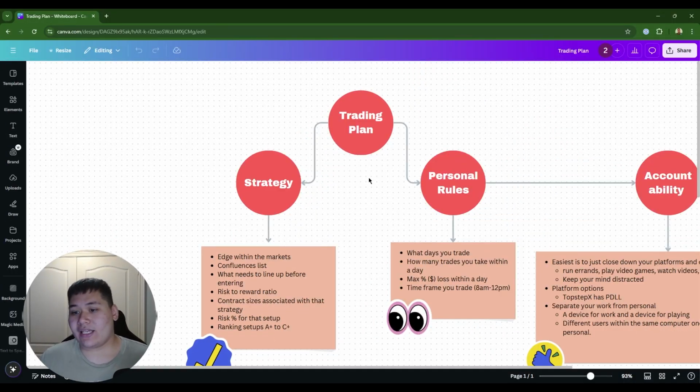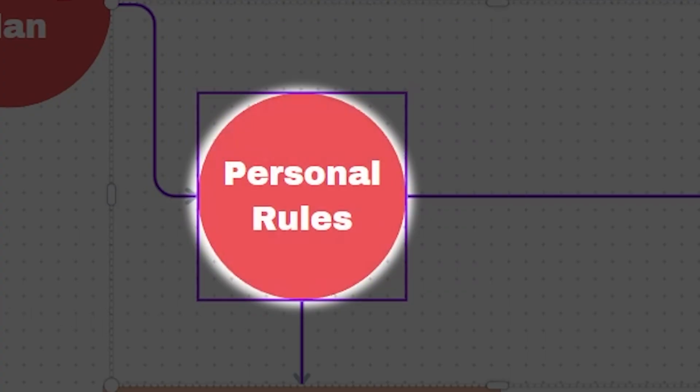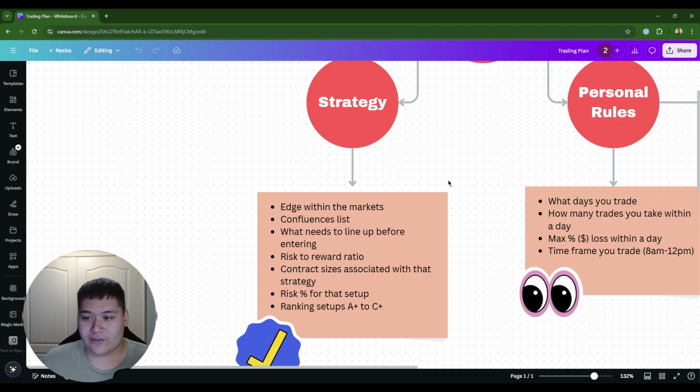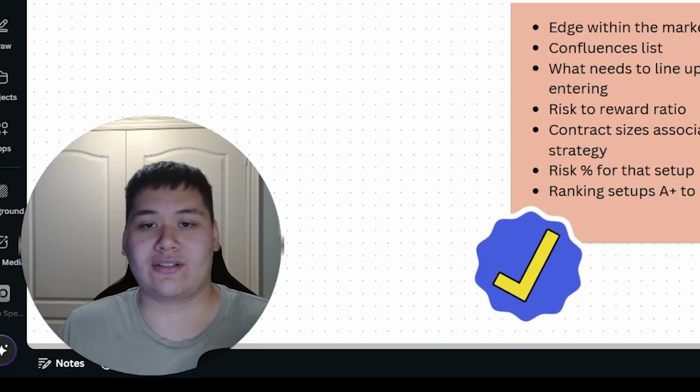But in my opinion, or my way of looking at a trading plan, we have two subcategories. We have the strategy side and we have the personal rules side. We're going to take a look at the strategy side first because this is the fun side of it. So the strategy side is basically your strategy that allows you to make money within the market. So it's the edge within the market.